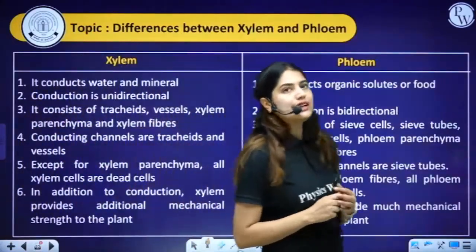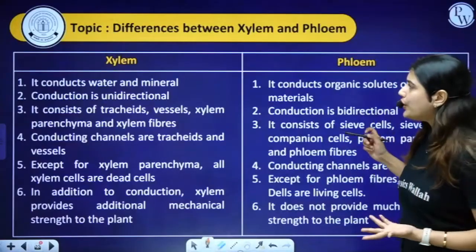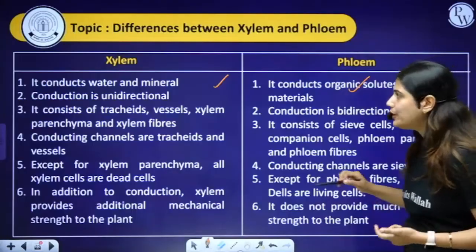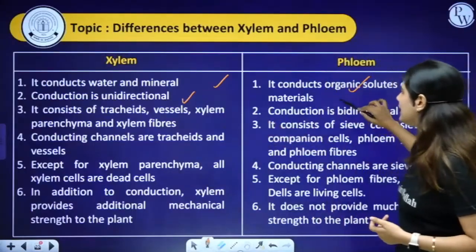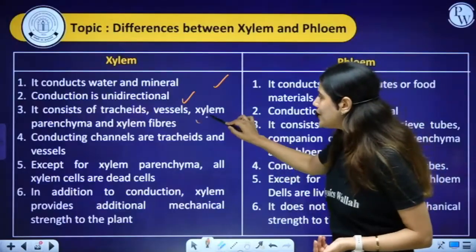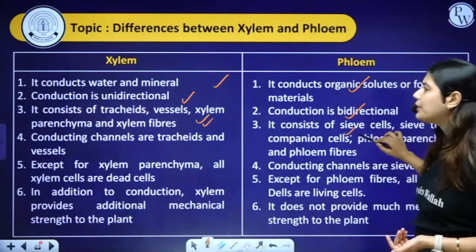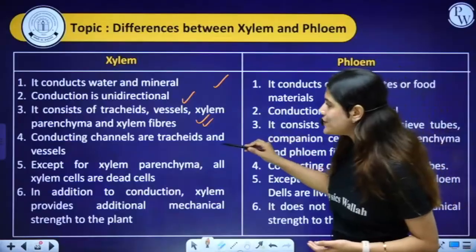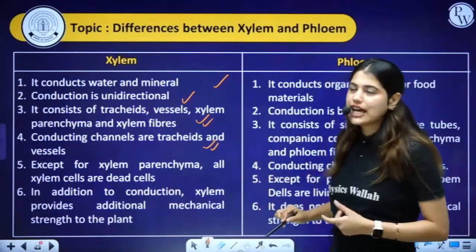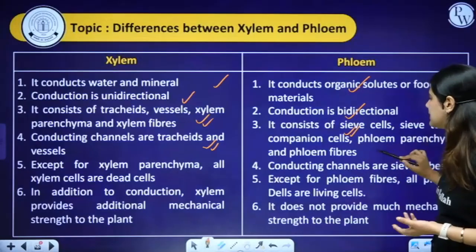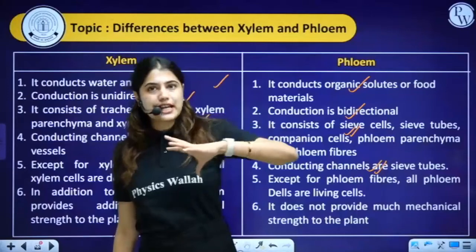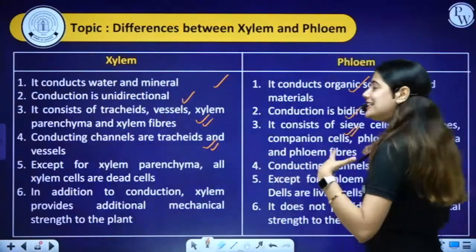Let's have a quick difference between the two, which you already know. Xylem transports water, phloem transports food. Transport is unidirectional in xylem, here it is bidirectional. Then we all know the components of xylem; here we can write the components of the phloem. Then the conducting channels: both tracheids and vessels help in transport in xylem, while here the sieve tube cells help. And the companion cell is just controlling the activities of the sieve tube.